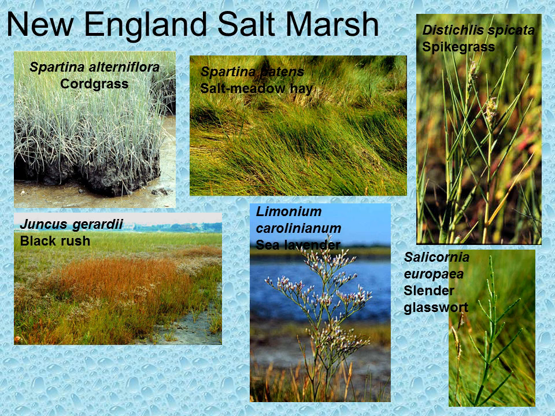Okay, well, we're going to continue this next lecture by getting more into some of the basic physical and biological structures that you find on salt marshes, specifically in New England. And these are the most common species that you find. So going from right to left, at the top you have Spartina alterniflora, also known as cordgrass. You have Spartina patens, which is also known as salt meadow hay. Distichlis spicata, which is spikegrass. And then at the bottom you have Juncus gerardii, which is called black rush.